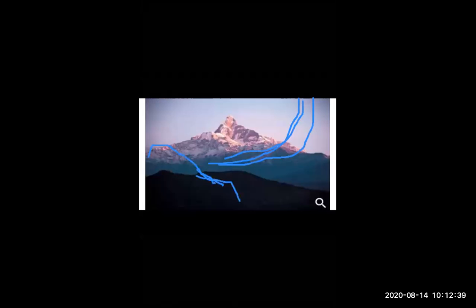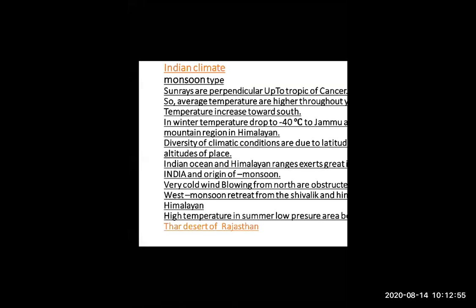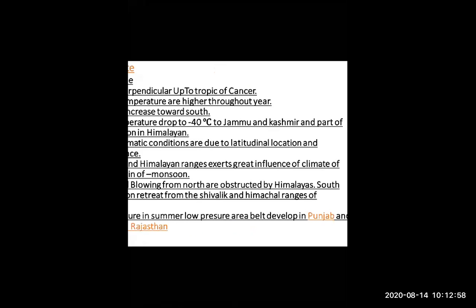Now look at this, I'll show you something. Okay, very cold wind, this is the north side. Very cold wind blowing from the Himachal ranges is obstructed by the Shivalik ranges. For example, that is the Shivalik ranges. So very cold wind blowing from the north Himachal ranges is obstructed by the Shivalik ranges, and because of this, the monsoon retreats from the Shivalik ranges.